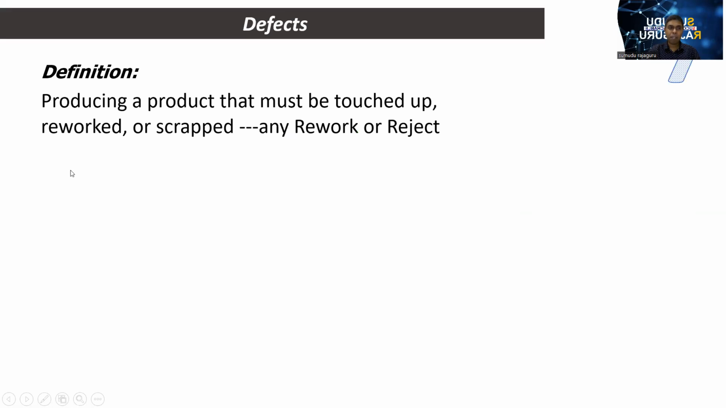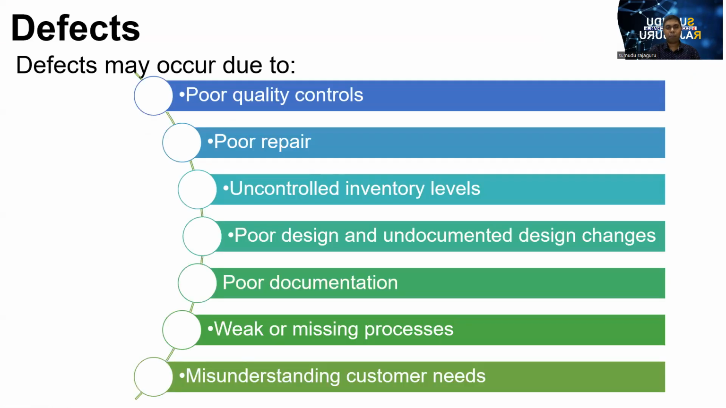Seventh one, defects, producing a product that must be touched up, rework, or scrap. All those are categorized under the defects. That is also huge waste, because we have to understand, defect is the waste connected with the outside parties also. So we have to keep watch on the organization process to reduce and eliminate the defects.